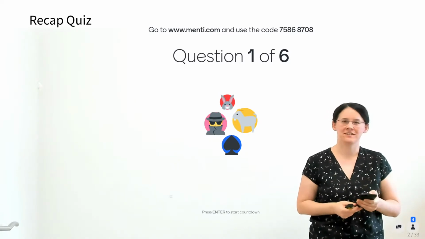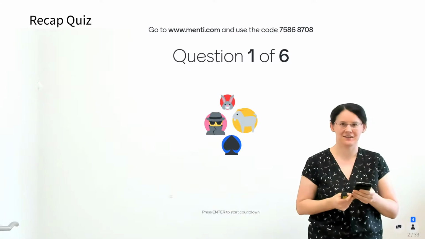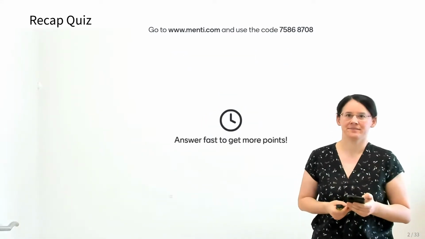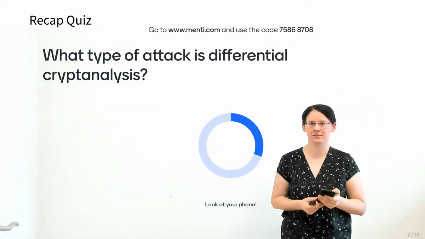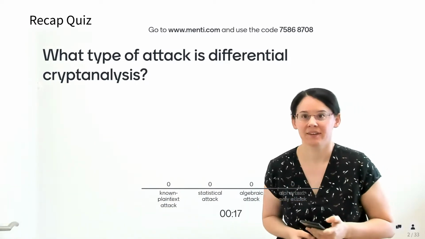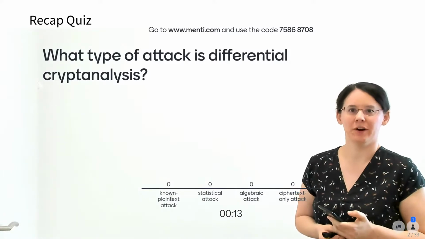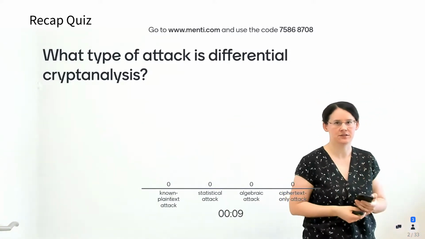Okay, it looks like not much is happening, so let's start the quiz anyways with a bit fewer players than usual. So let's see. Which type of attack is differential cryptanalysis? Is it a known plaintext attack, a statistical attack, an algebraic attack, or a ciphertext only attack? Only one of these is correct.